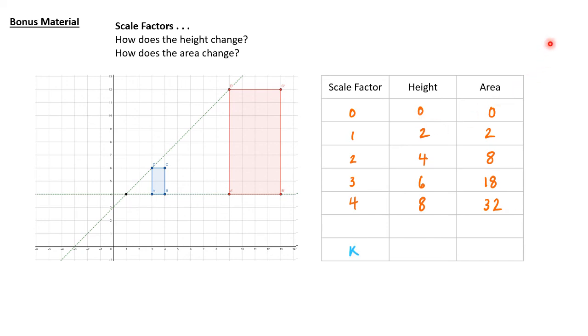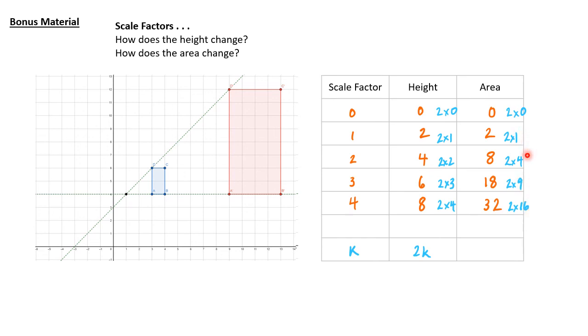So are there any patterns we could pick out? If it was a scale factor k, what could we say about the height? What could we say about the area? So we might have spotted, in fact, this is the 2 times table. So the original height is 2, and it's just been times by 1, 2, 3, 4, or 0, which is the scale factor. So the height is 2 lots of the scale factor in this particular shape, and the area is being times by 0 for a 0 scale factor, 1 when the scale factor was 1, 4 when the scale factor was 2, 9 when the scale factor was 3, and 16 when the scale factor was 4.